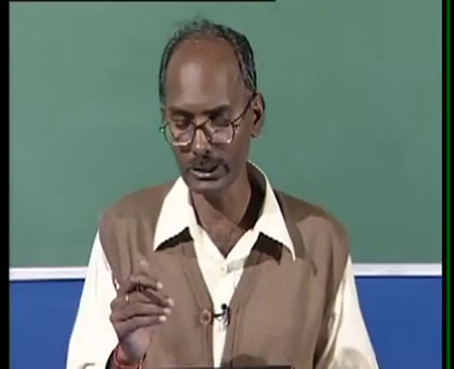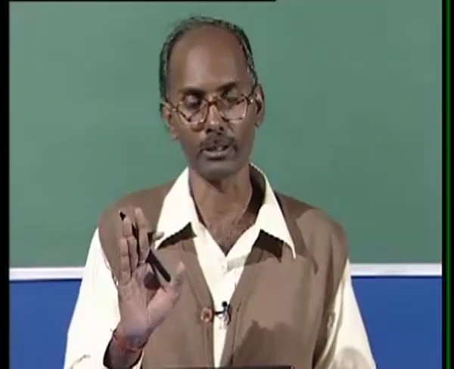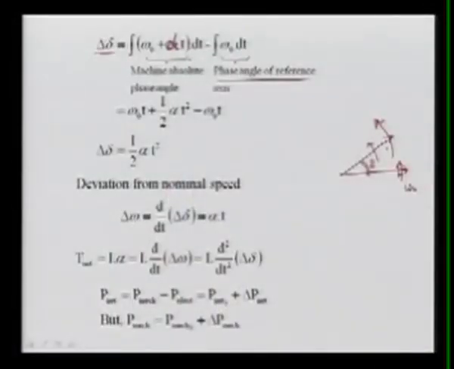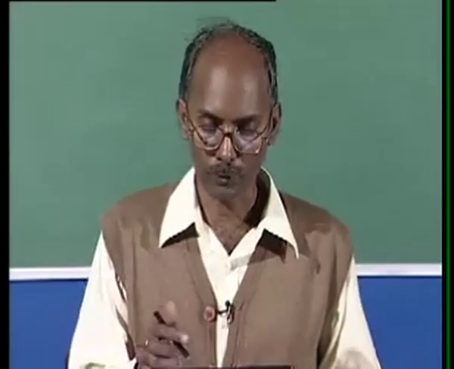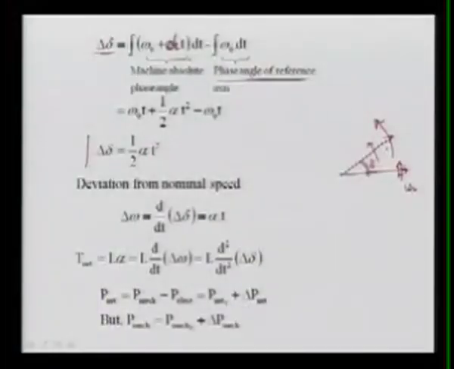If alpha is changing, then it is different, so alpha would also have to change. We are assuming this alpha is constant. So here the integral of alpha t gives t square upon 2, minus omega naught t. Finally, the change in the phase angle is nothing but 1/2 alpha t square.